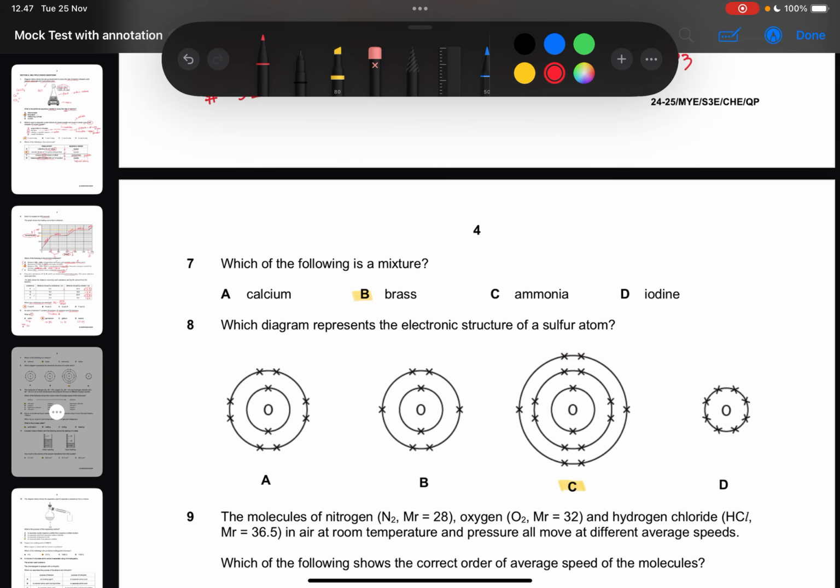Continuation for Chemistry MYE 24-25. Question number 7. Which of the following is a mixture?